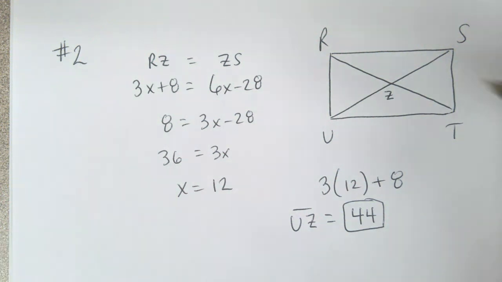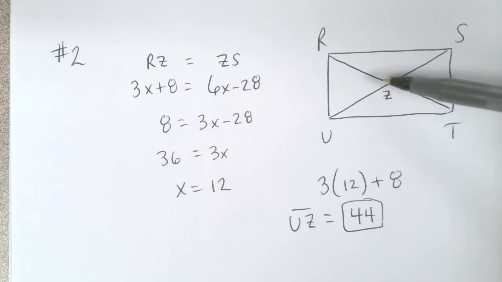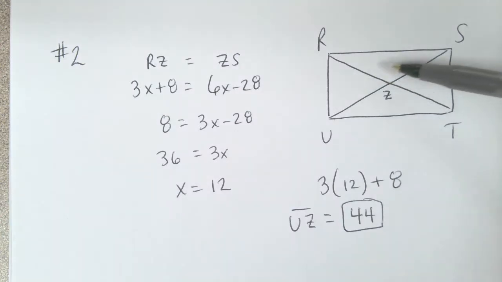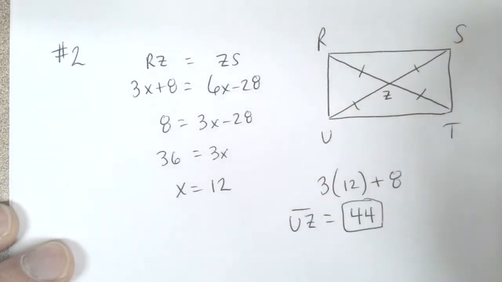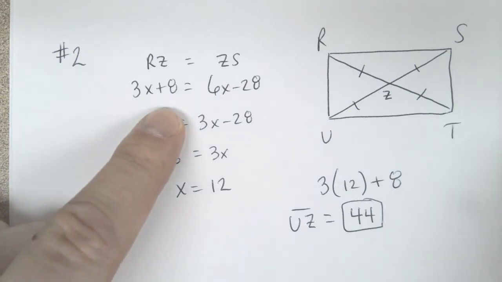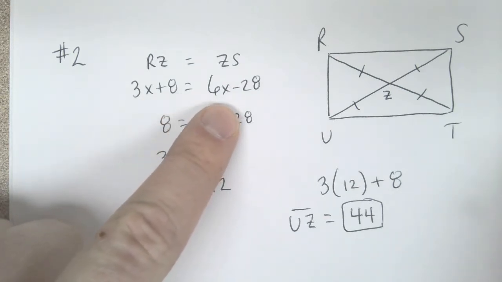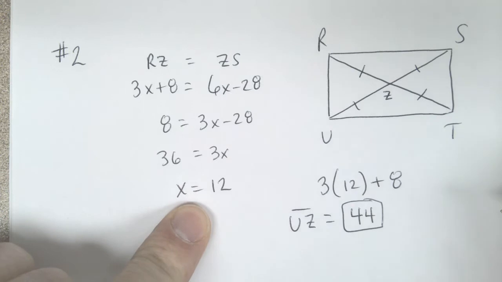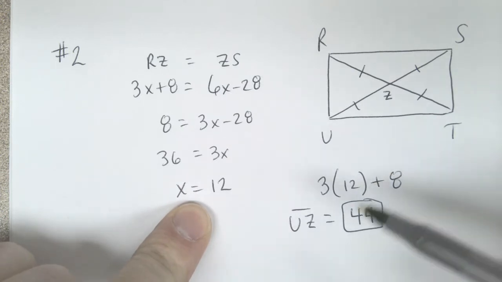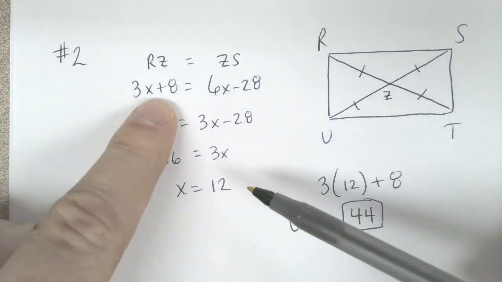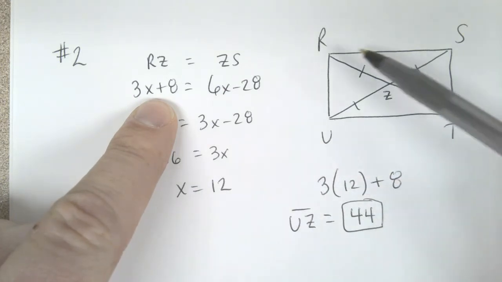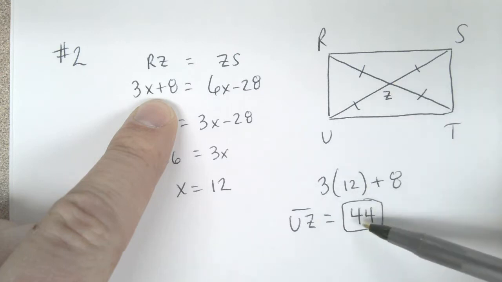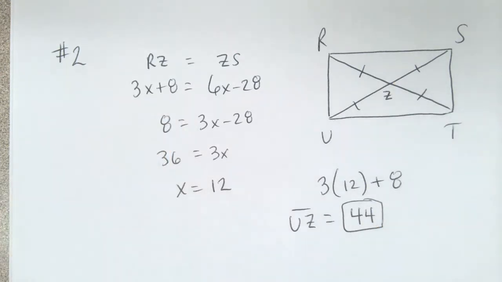Okay, for number 2, they're giving you RZ and ZS, which are each a part of the diagonal, so those are both congruent because we know in a rectangle that these 4 parts are the same. So you set 3x plus 8 equal to 6x minus 28. When you solve for x, we end up getting x to be 12. If you take 12 and plug it back into RZ, 3 times 12 plus 8, that's 44. Well, RZ is the same as UZ, so UZ is going to be 44 on that first problem.